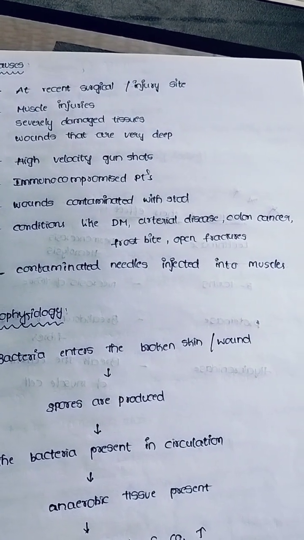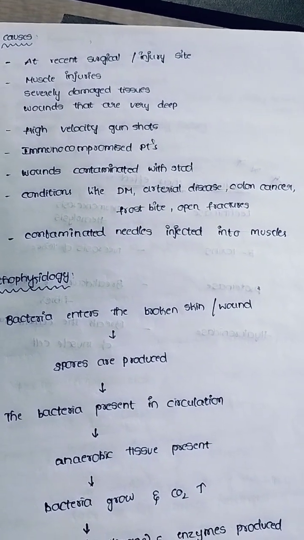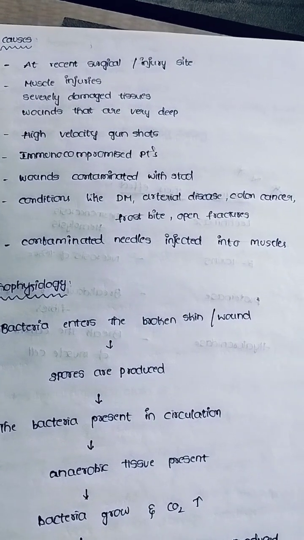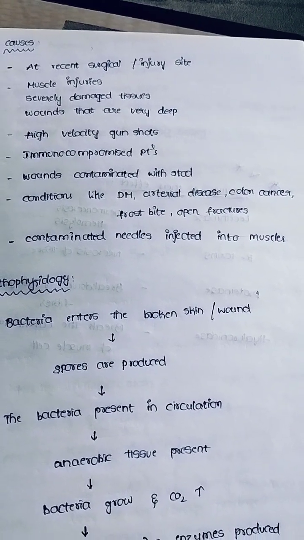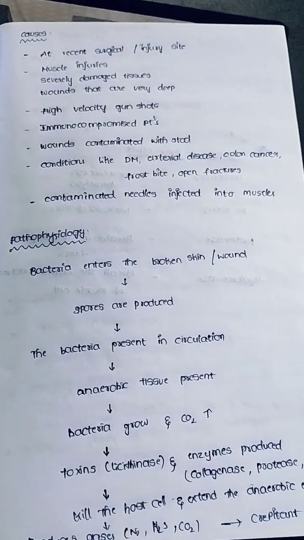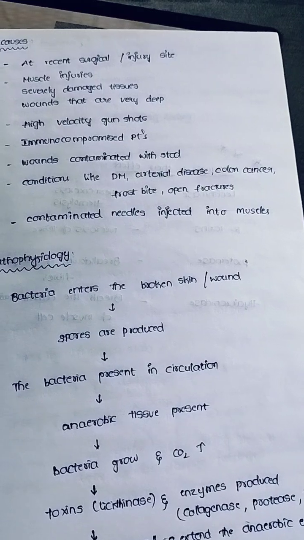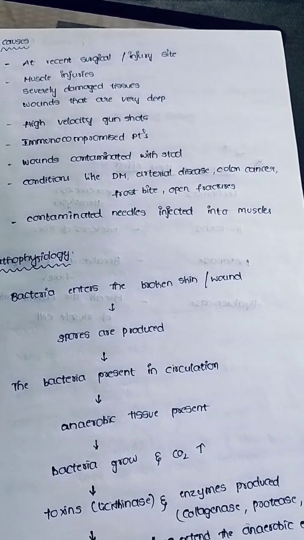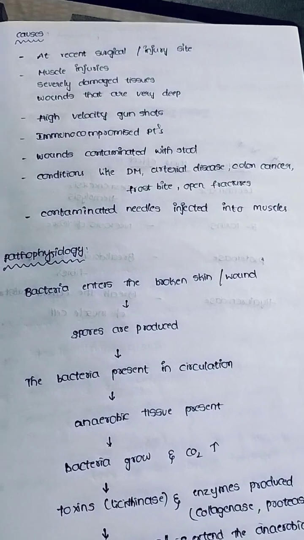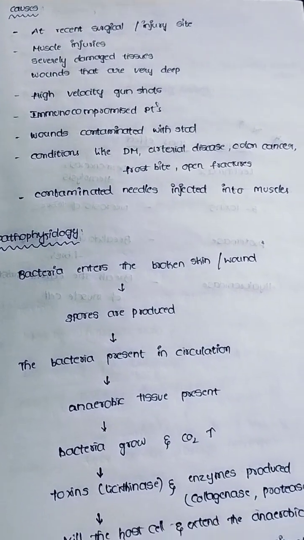Conditions like diabetes mellitus, arterial disease, colon cancer, frostbite, and open fractures are also associated with gas gangrene. Contaminated needles injected into the muscles also lead to gas gangrene. And what are the less common causes for gas gangrene? There are colon, gallbladder, and abdominal surgeries, gynecological surgeries, tumors, childbirth, and abortion.